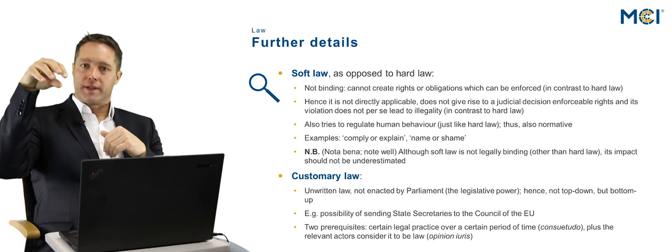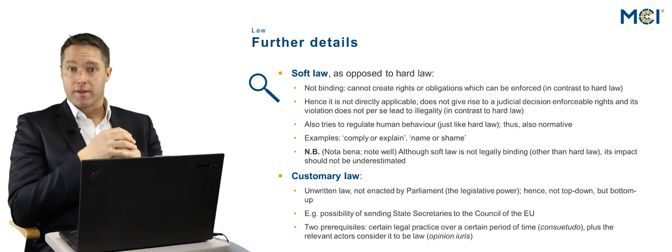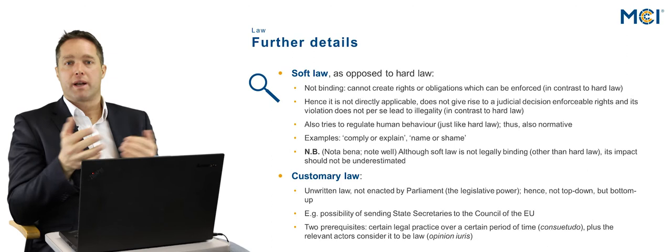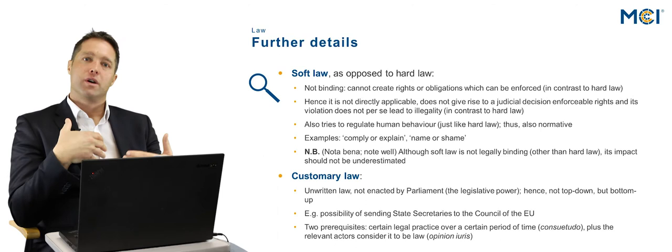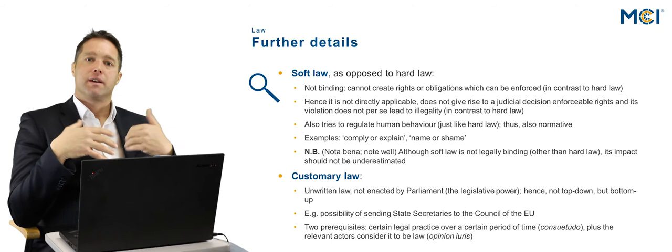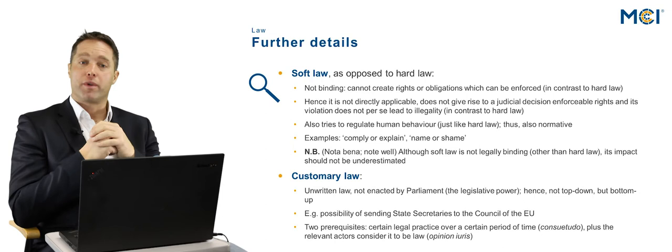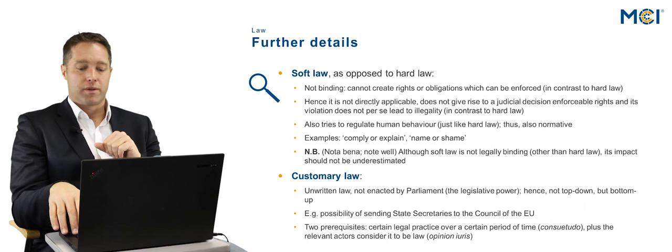What is customary law? Normally law is enacted top down by parliament and is written. Customary law emerges bottom up, and it's not written. If a certain group of people shows a certain behavior over a certain time, and if they perceive it to be law, then that's what we call customary law. Those two preconditions at the very bottom of the slide can also create law, which is different, but which we still qualify as law.